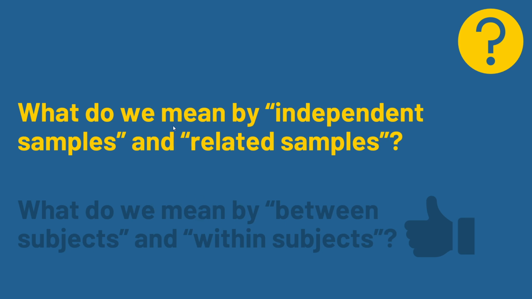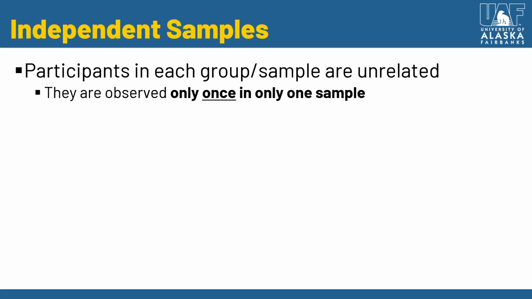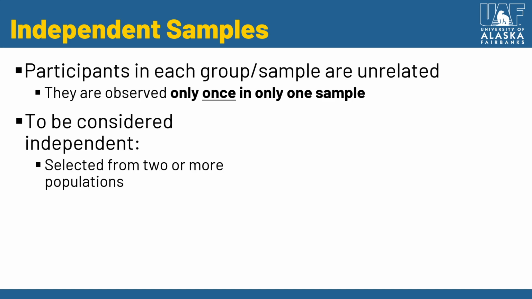Let's go up to the top. What do we mean by independent samples and related samples? I won't spend too much time on this. As mentioned previously, in independent samples, they're unrelated, right? They're separate, independent. And so participants are observed only once, in only one sample. In order to be considered independent, there are a few different things we could have here. For one, they could be selected from two or more populations.